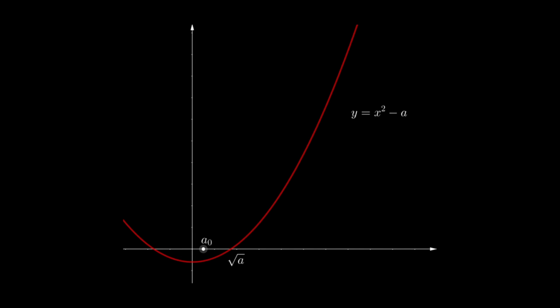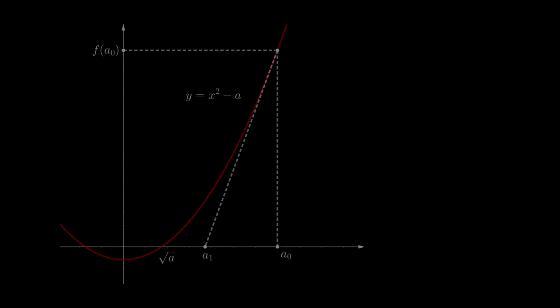If a0 is much smaller than square root of a, then we similarly construct a tangent to the curve at x equals a0, and the x-intercept of the tangent would be a1. And we can carry on with what we have above.